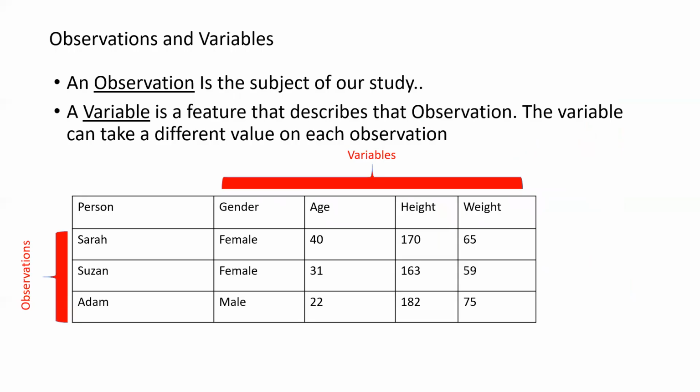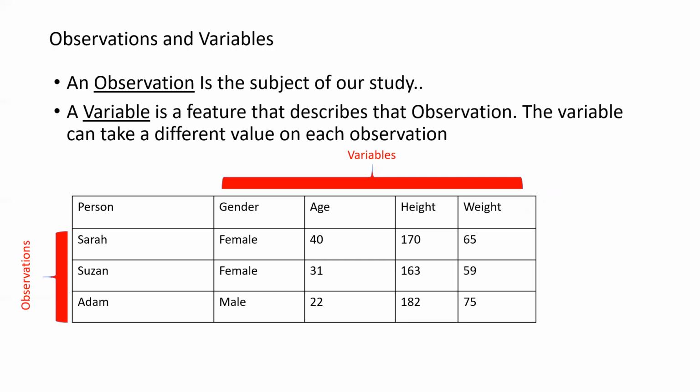Now we talk about two very basic terms when it comes to dealing with data in general and with statistics, which are observations and variables. So what are these terms? An observation is the subject of our study. So it could be people, books, toys, or something else. And a variable is a feature that describes that observation. The variable can take a different value on each observation.